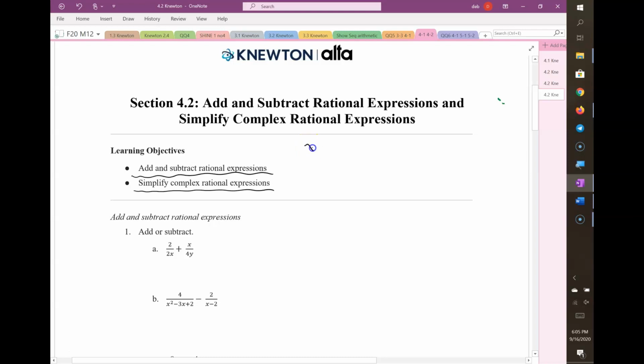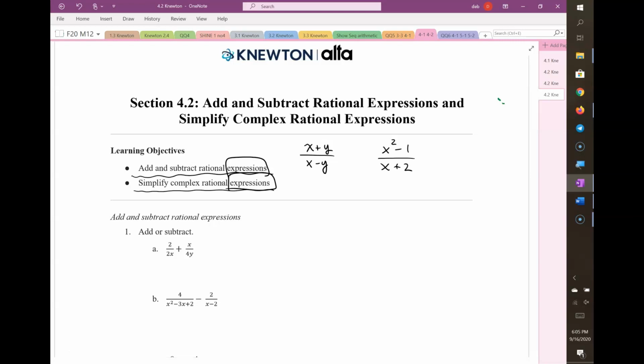So a rational expression is any polynomial over another polynomial. So x squared minus 1 over x plus 2. Anything that looks like a polynomial over another polynomial, that's a rational expression. So notice we're not trying to solve anything because we're working with expressions. All we do with expressions is add, subtract, multiply, divide, and simplify.